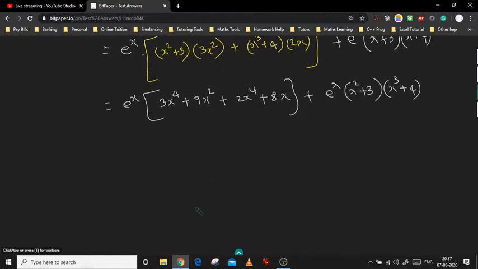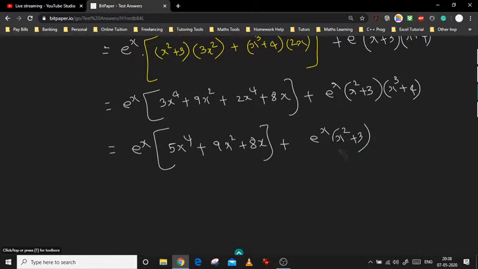Let's simplify this. Do we have like terms inside this bracket? Yes, we have like terms. So this is going to be e power x into 3x power 4 plus 2x power 4 is 5x power 4, plus, we don't have any other like terms, so we just write the other terms as they are, plus e power x into x squared plus 3 into x cube plus 4.